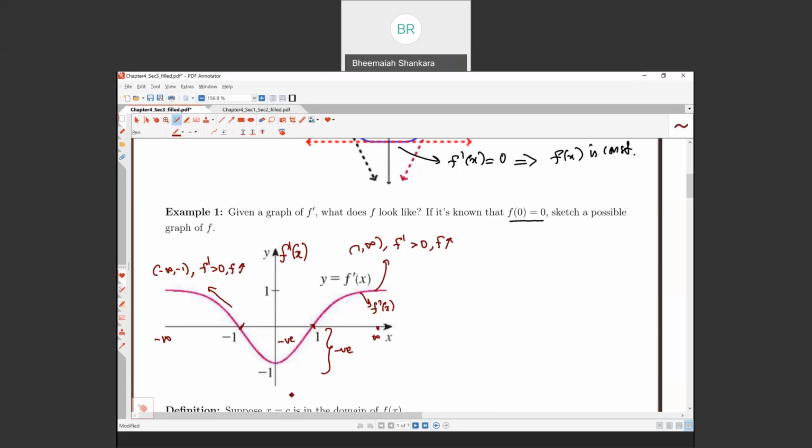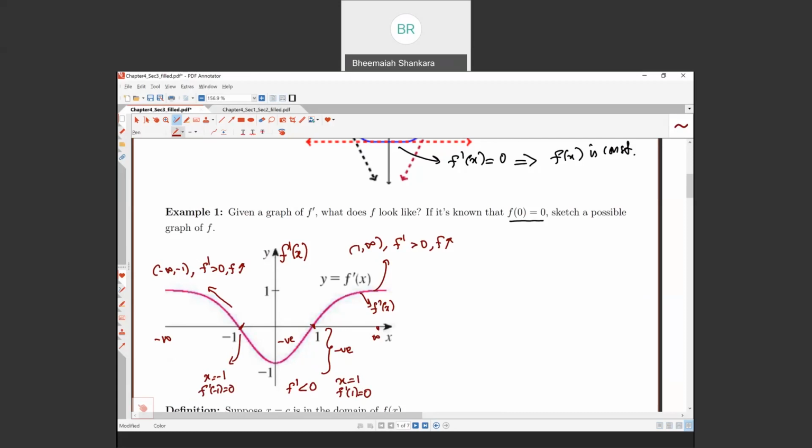So you say that f prime is negative, and then you say that at x equal to 1, you have f prime of 1 equal to 0, and here at x equal to negative 1, you can say f prime of negative 1 is 0. So you read the graph carefully.